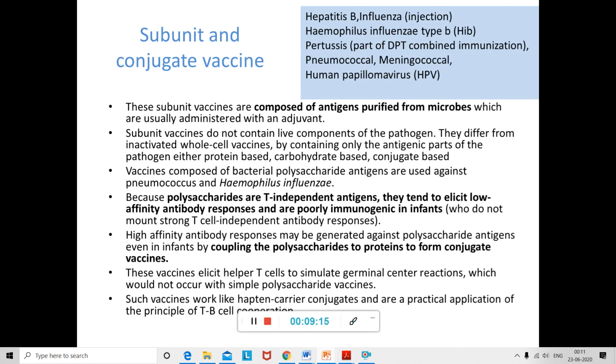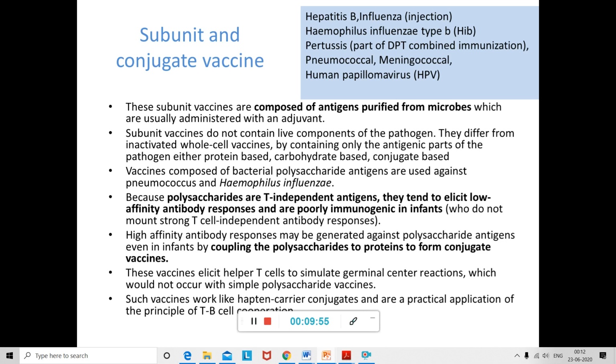Then the next vaccine that we have is the subunit and the conjugate vaccine. Now sometimes some subunits, okay, the antigenic portions of a microbe can be purified and they can be used as a vaccine. That is called a subunit vaccine, and for example, it can be any carbohydrate based or protein based component, or even it can be a conjugate based also. Okay, so in the case of subunit vaccine, what is it? You take a microbe, you take either its protein content or its carbohydrate content, and then you use it as a vaccine.